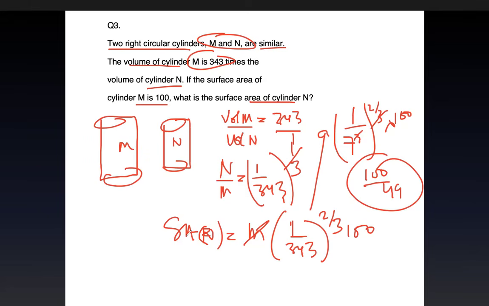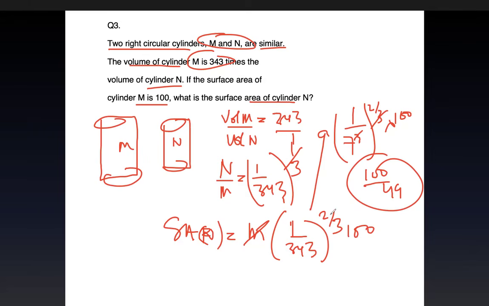But that is the opposite. It's back and forth. So volume is this. The ratio is just a ratio. And the scale factor is 1/3 of that. Then when you find 1/3, that value, you square it and you multiply by 100.